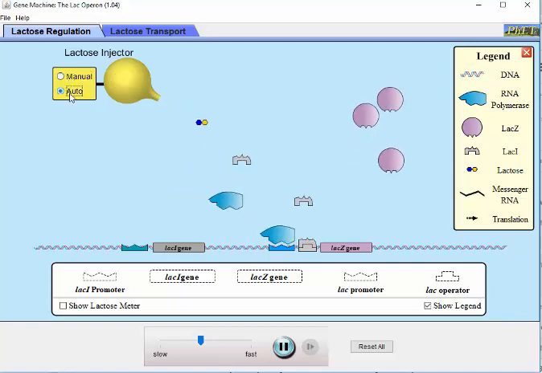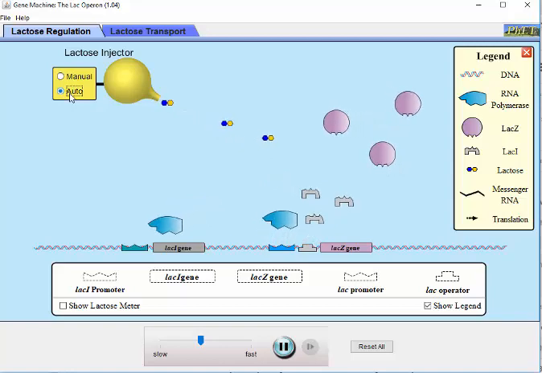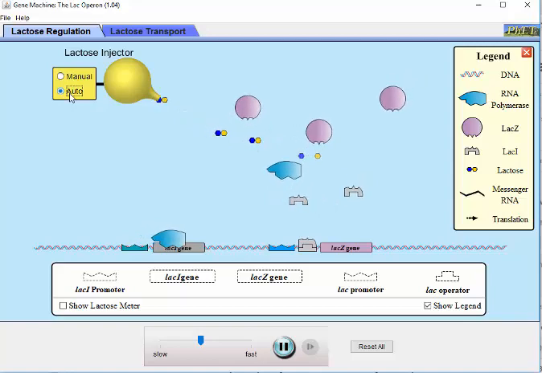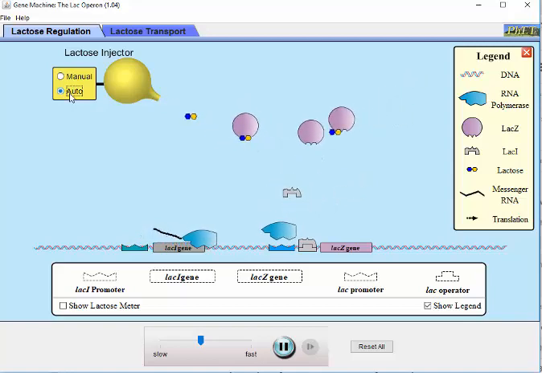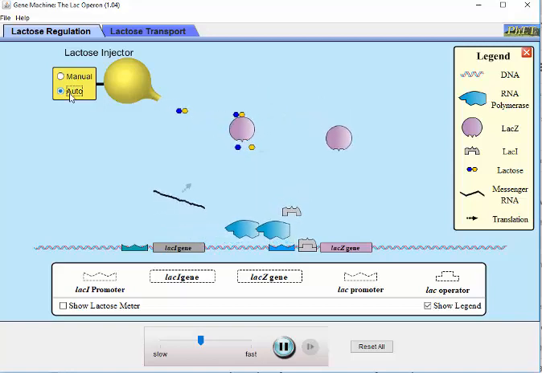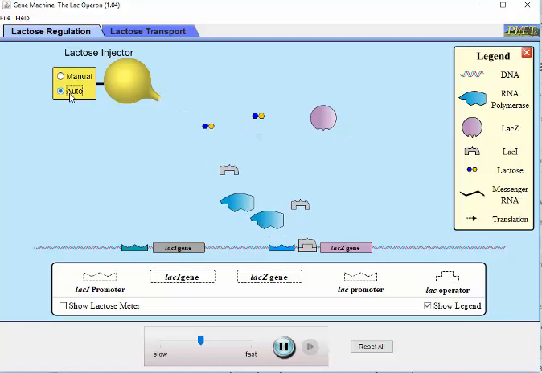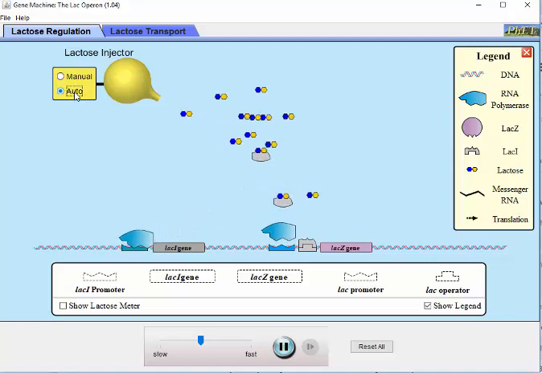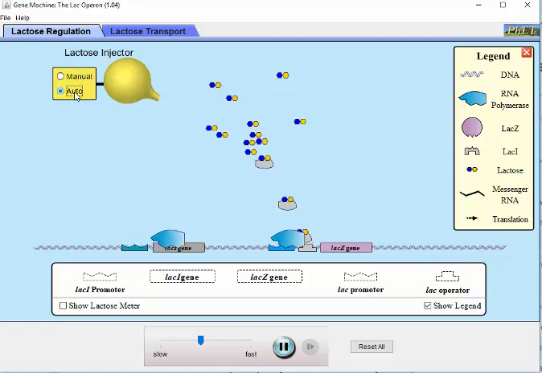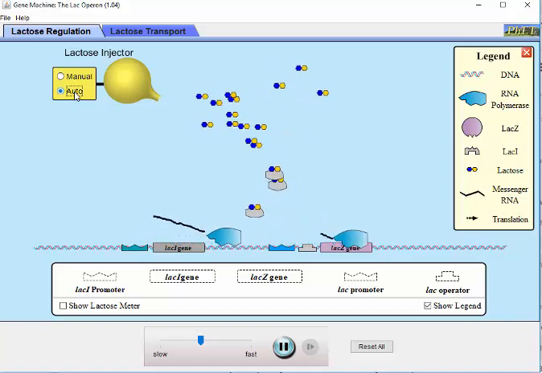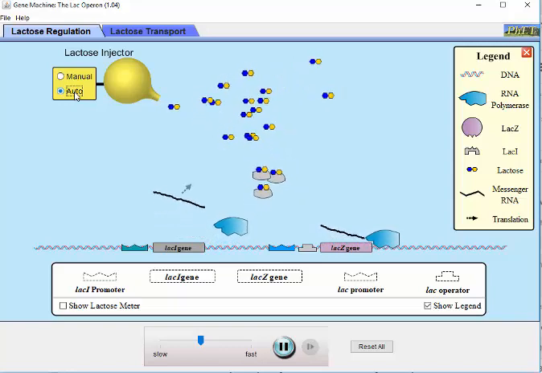And then if we do consistent presence of lactose, how is what you see going on here different than if lactose is only around a little bit? And I might need to juice this up a little bit just to get things going. Right, so again, this is probably better behavior for thinking about lactose being consistently around.